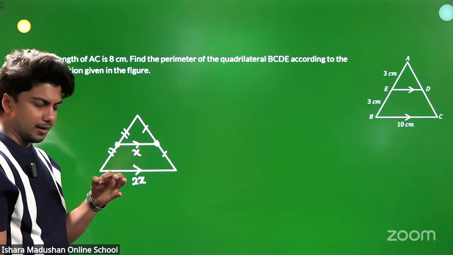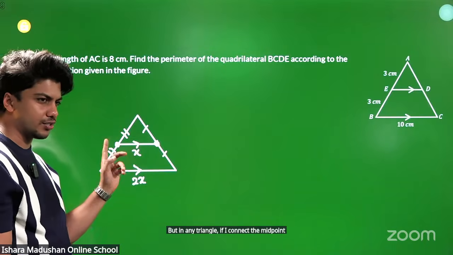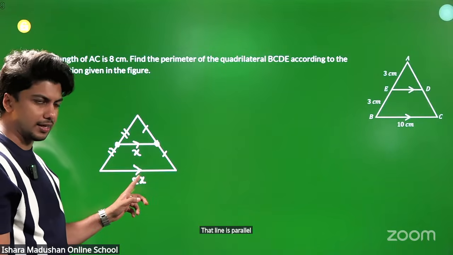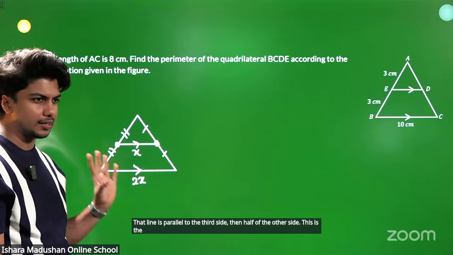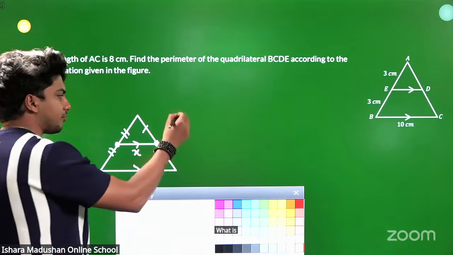Right? In any triangle, if I connect the midpoints of two sides, that line is parallel to the third side and half of the other side. This is the midpoint theorem. What is the converse theorem of the midpoint theorem?